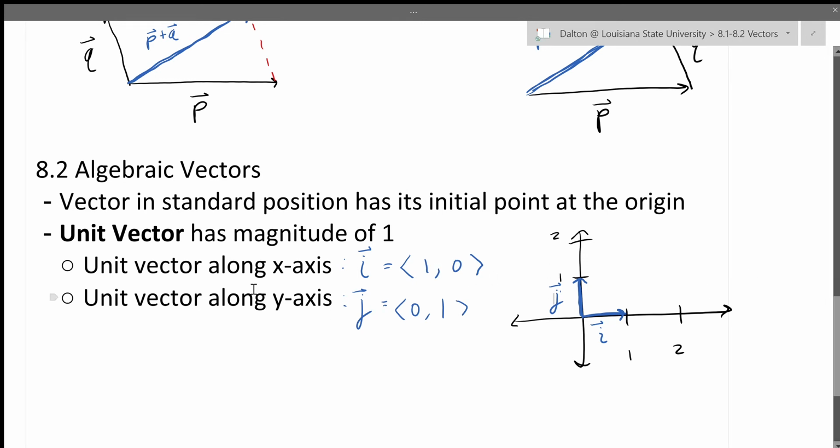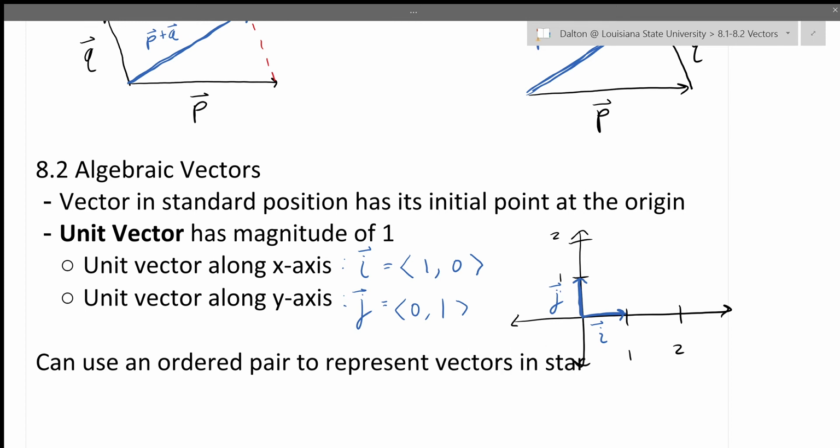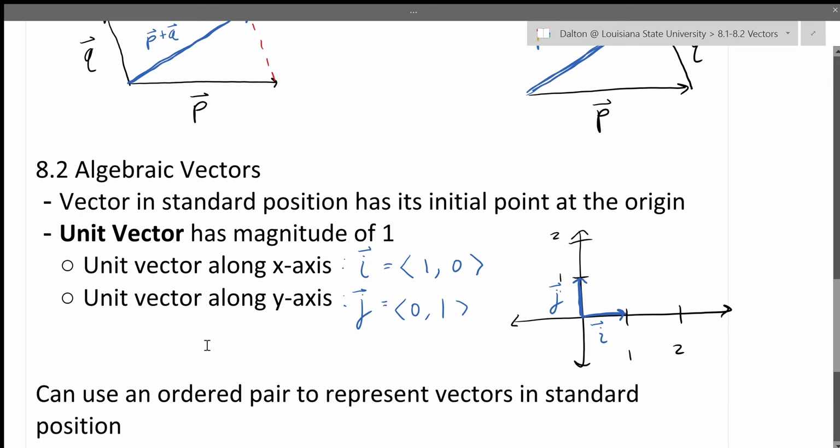So now let's talk about that notation that I was just writing. Basically, even though they're not coordinates, we can use an ordered pair to represent vectors that are in standard position. And that's important, so let's write that. We can use an ordered pair to represent vectors in standard position.